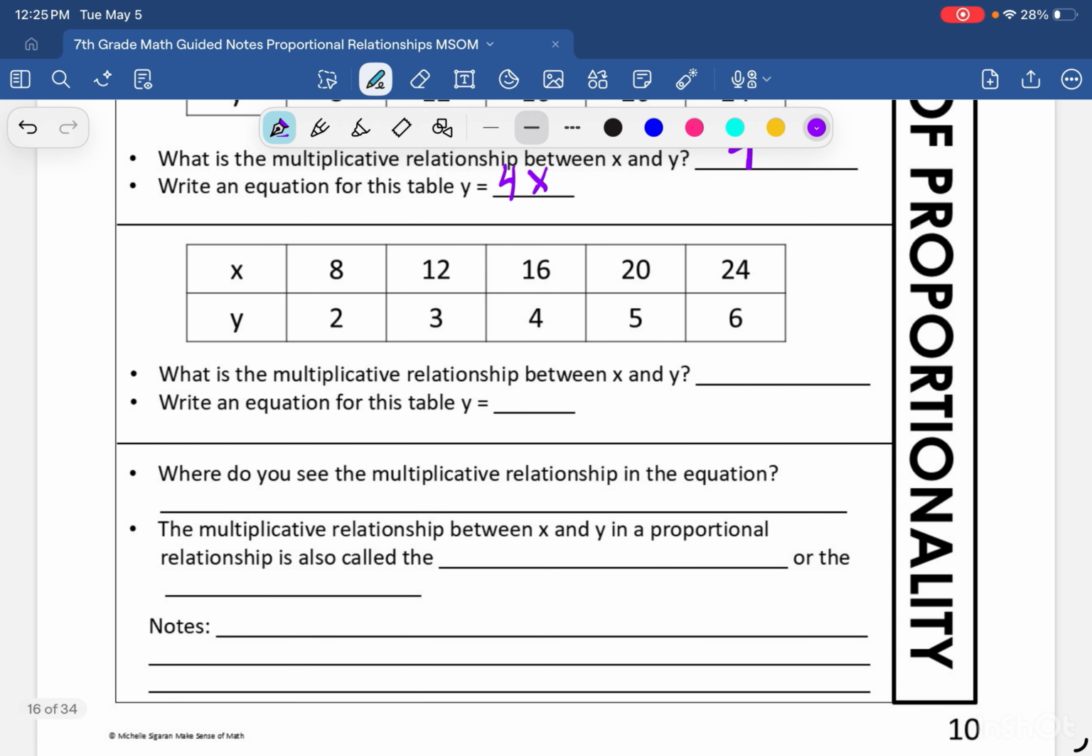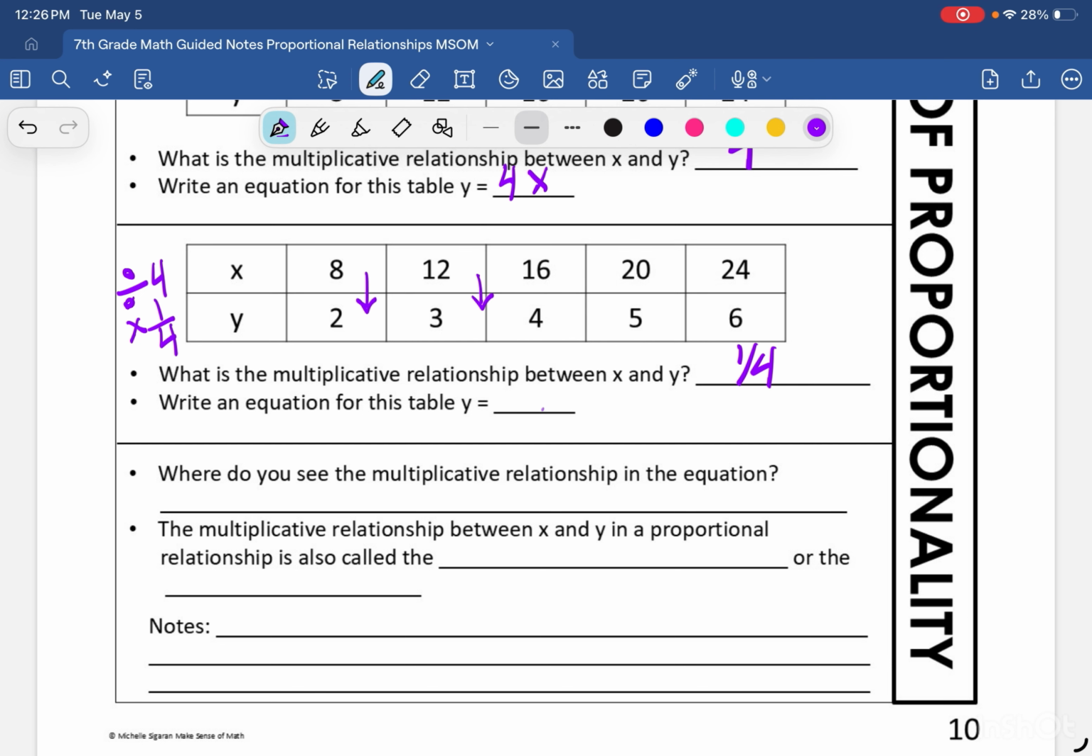Let's keep going. What's the multiplicative relationship here? Now you may notice that it's divided by 4, right? 8 divided by 4 is 2, 12 divided by 4 is 3, and I'm going to write that out to the side here. That is true, but it's asking for the multiplicative relationship. So divided by 4 is the same as multiplying by the reciprocal. So it's multiplying by 1/4. If you notice the division first, that's good, that's fine. Just change it to multiplication by multiplying by the reciprocal of it. So the multiplicative relationship is 1/4.